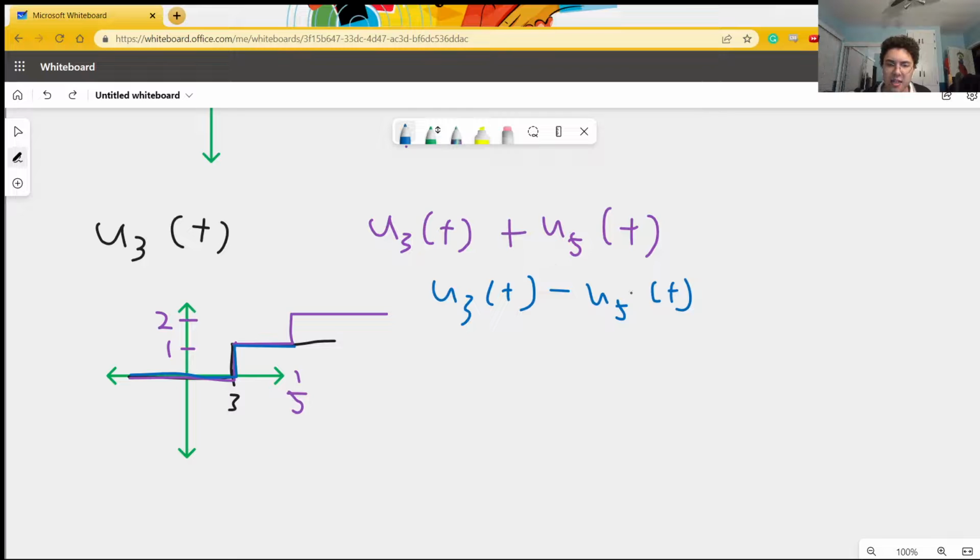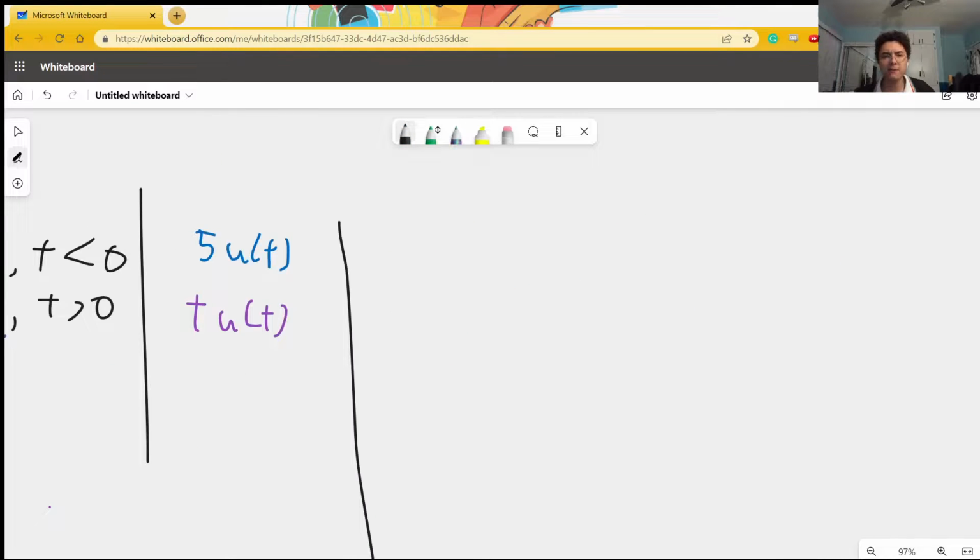At 5, this unit step function turns on, but it's being subtracted. So it really turns off the number 1. So the number 1 is turned off. And it goes like this forevermore. The unit step function has some power as a tool because it can be used to represent any piecewise function.